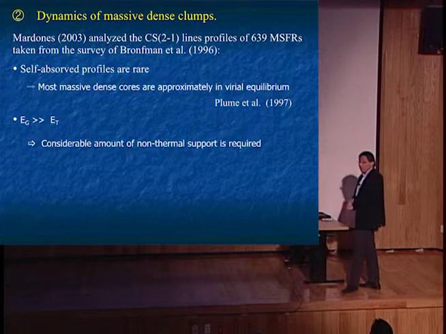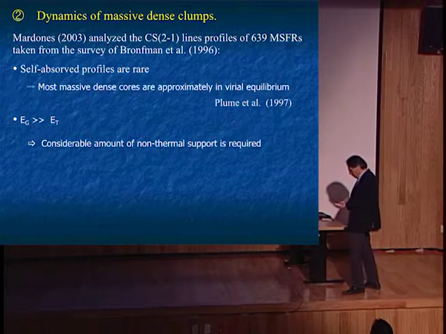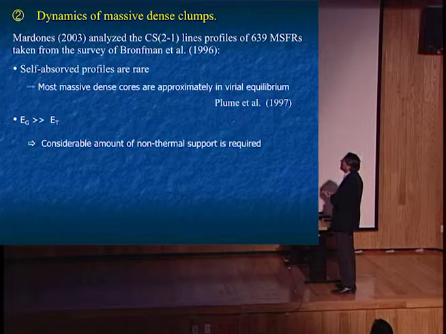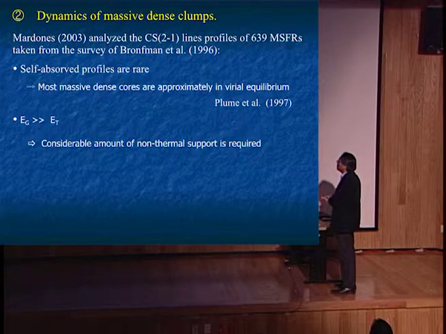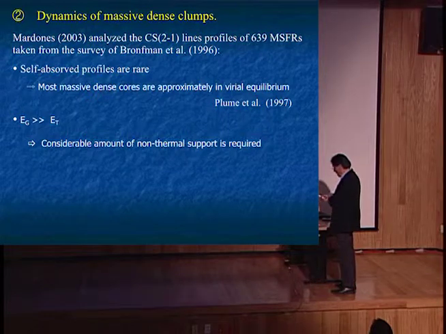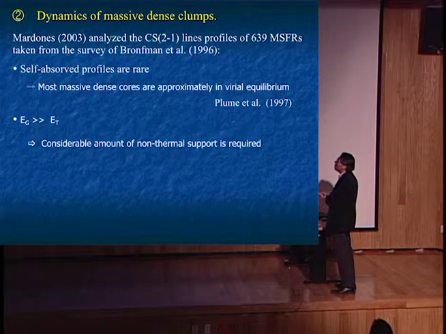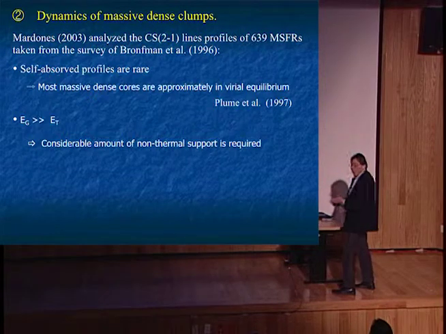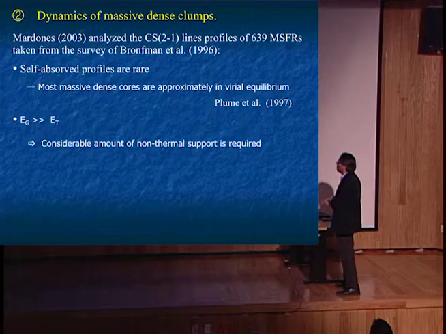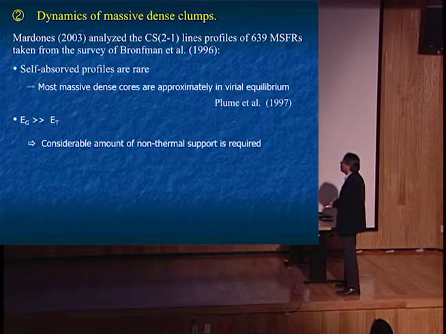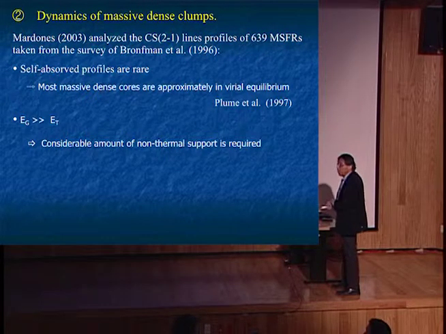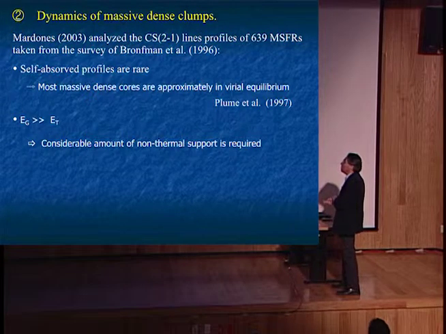What about the dynamics of this massive and dense cloud? Well, Diego Margones analyzed the CO lines of about 640 of these massive star formation regions observed by Brofman, and he found that self-absorbed profiles are rare. So most massive dense cores are approximately in virial equilibrium, as also concluded by Plume et al. And since the gravitational energy is much greater than the thermal energy, you need a considerable amount of non-thermal support.